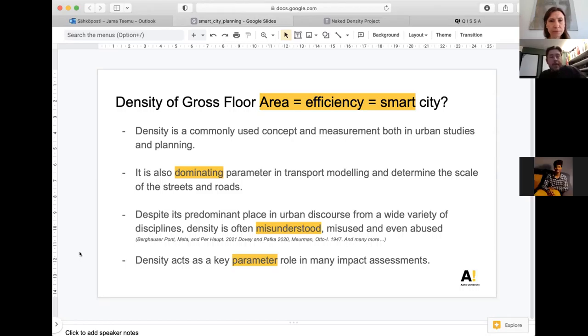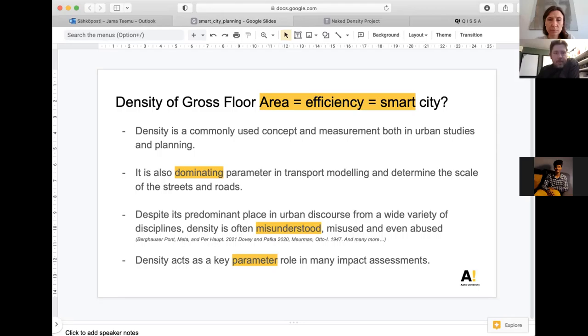And in addition, density acts as a key parameter in most of the impact assessments that are done within planning. Like in traffic planning, they are trying to minimize the traffic and raise the amount of foot traffic and more sustainable modes of transport. And all the measurements and forecasts are based on the actual density because that is the key parameter of what planning is producing for people, people living inside those gross floor areas.